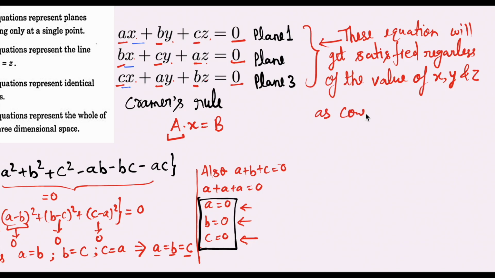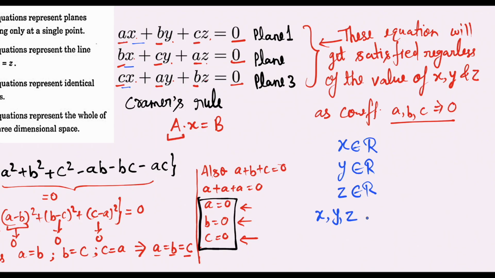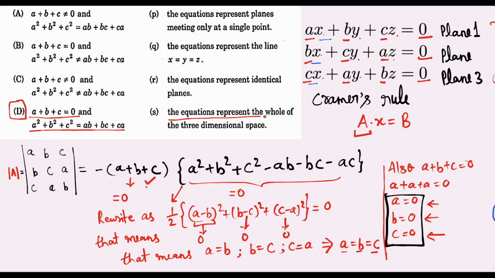So x, y, z can attain any value in 3D space. So basically our equations of planes are representing a three-dimensional space. We can rewrite x, y, z as belonging to R cube, or 3D space. Our option D matches with option S.